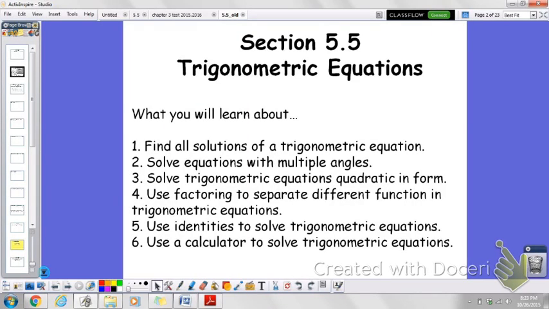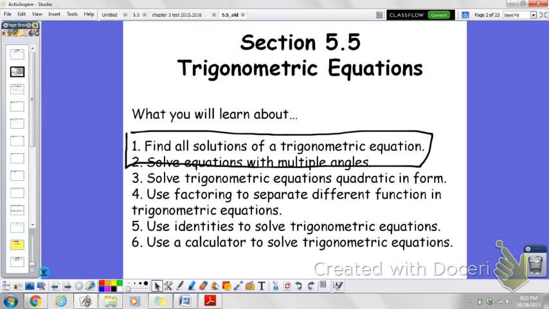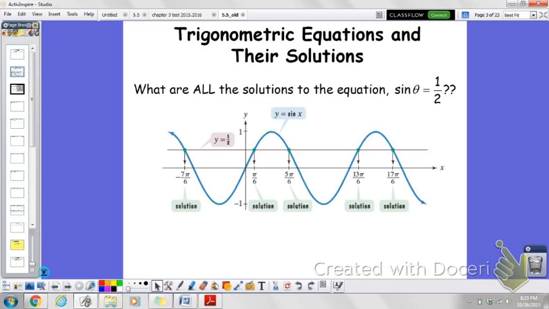Today we'll be going through lesson 5.5, trigonometric equations, and we'll do day 1. Today we are going to focus on finding the solutions of a trigonometric equation. That's what we will focus on today. To think about that, we'll first look at sine, and we're going to find the solutions to the equation sine of theta equals 1/2.